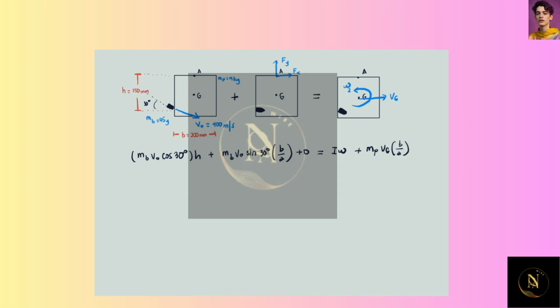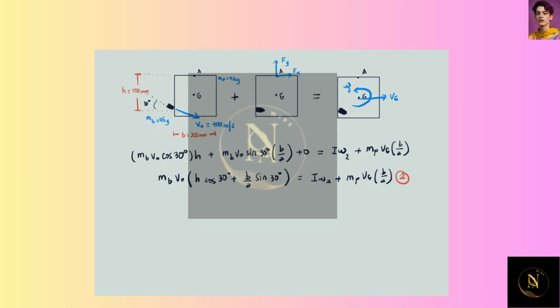So we can combine some terms here to make it simpler. So we could write this as MB VO times H cosine 30 degrees plus B over 2 sine 30 degrees equals, so same left hand side, I omega 2 plus mass of the panel VG B over 2. So this is now our equation 2.